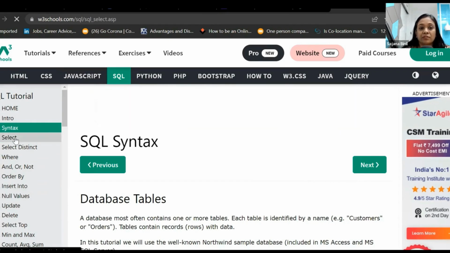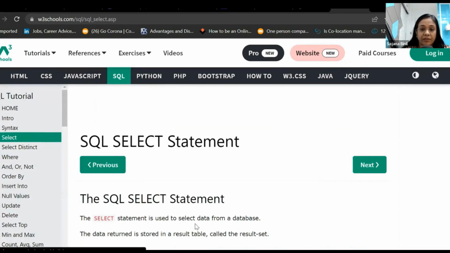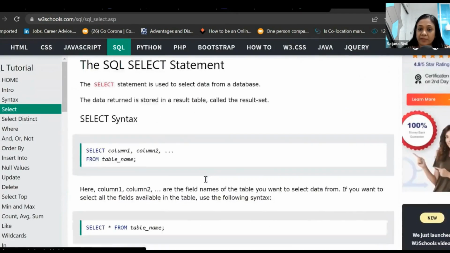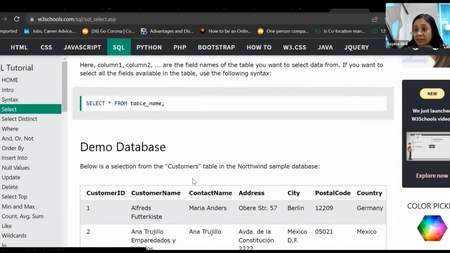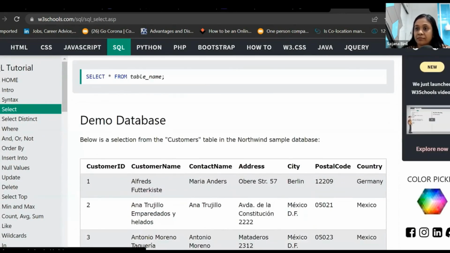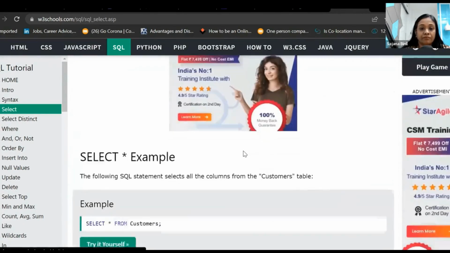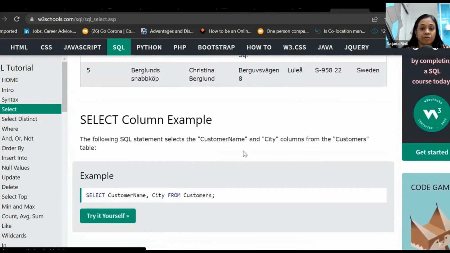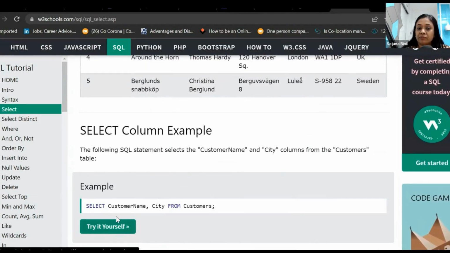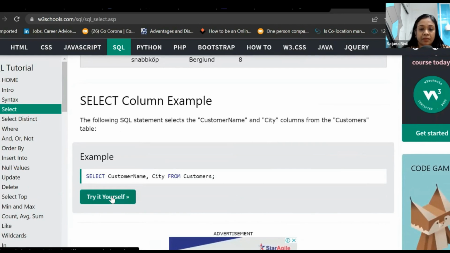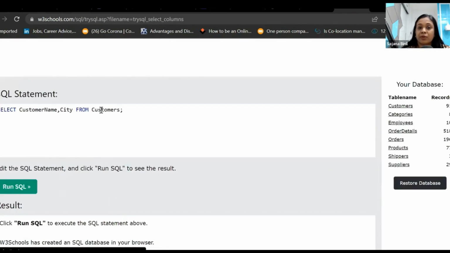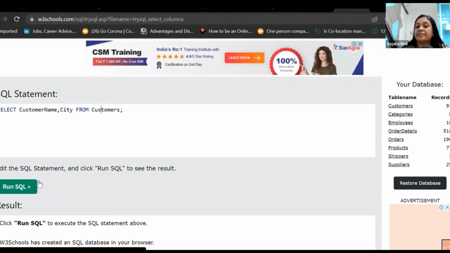Okay, so let's go to the SQL SELECT command. We already learned what SELECT is used for. They are giving you the explanation of what it's used for. And here they have put in a demo database, and this is how their backend table looks: customer ID, customer name. And they give you an option of writing a SQL query here. You can write your SQL query here and run it and see the output.